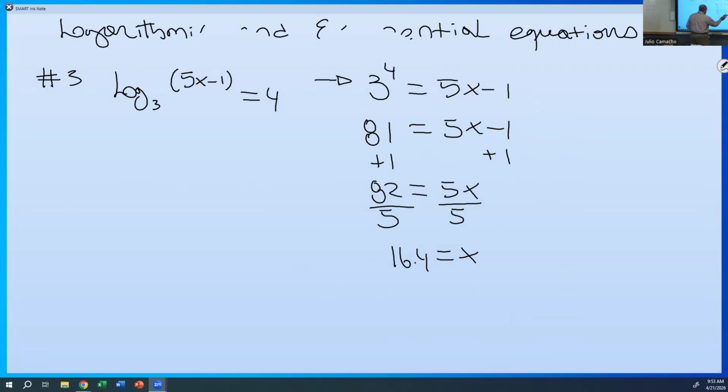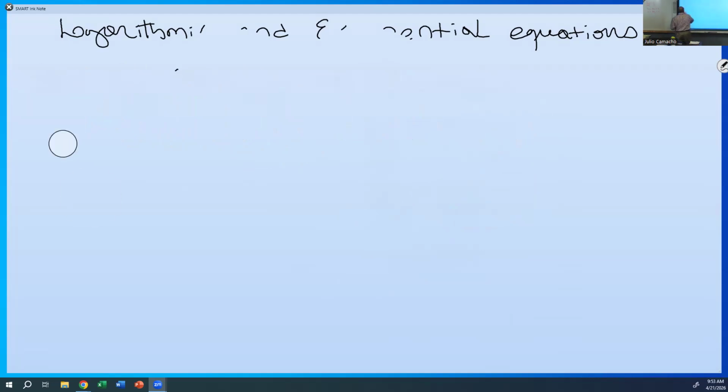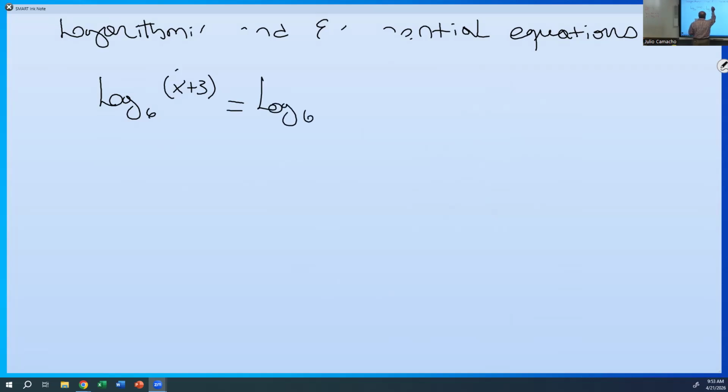So let's go to our fourth example of what you will see in your assignment. Example number 4. Now there's a different scenario. Log base 6 of x plus 3 is equal to log base 6 of 8. Do you have the piece of paper that I provided to you?